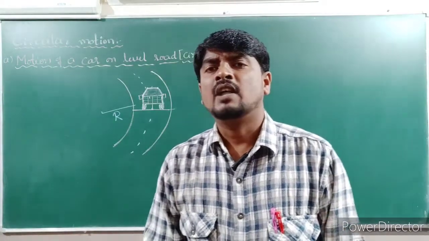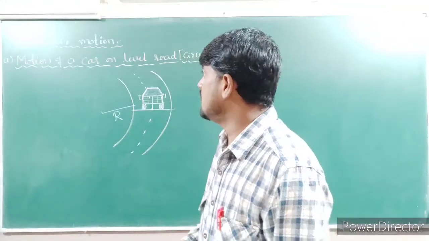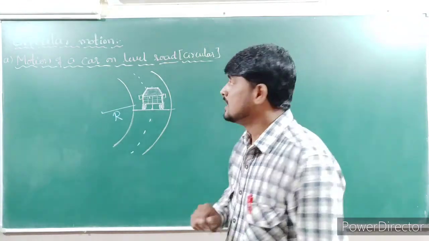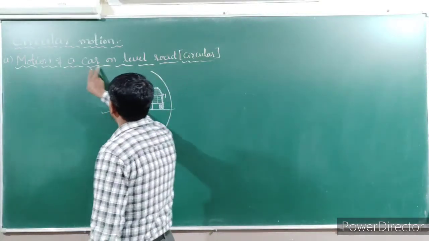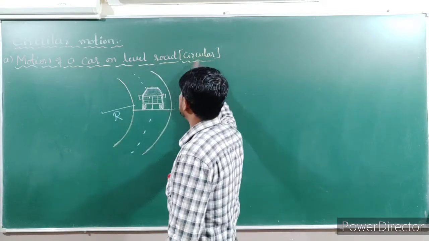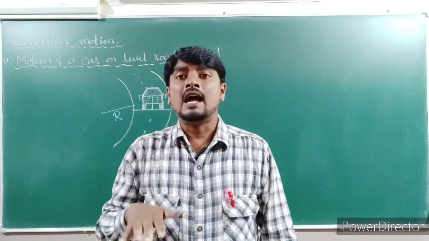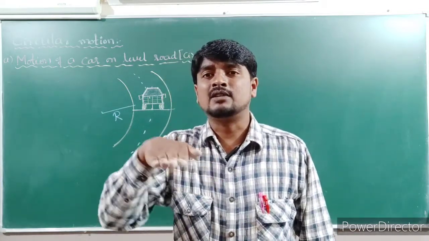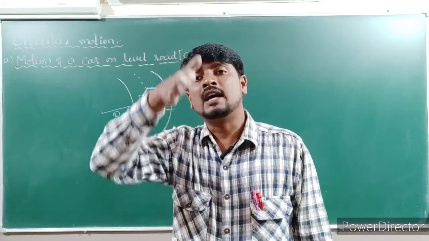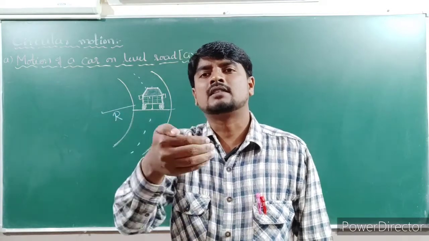Now let us study the applications of circular motion. The first application is the motion of a car on a level road. Please keep in mind the motion of a car on a level circular road. Look at this, this is the nature of the road. The road is flattened, not with one edge raised to a certain height, not like this or like this. It is just flattened but circular.